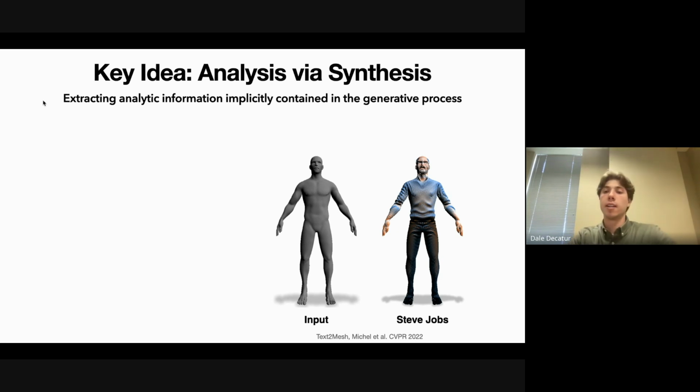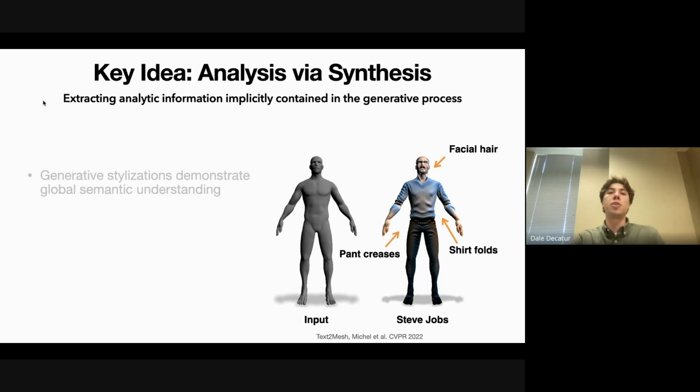If you look at a lot of these text-to-3D approaches, here we're showing a result from text to mesh. You can see, if we have Steve Jobs, it has facial hair on the lower part of the face. There are shirt folds that are quite believable. There are also pant creases in the thighs. So what these results are showing us is that a lot of these generative models are very clearly demonstrating a global semantic understanding, right? Because they have to know where the torso is so they can put the shirt in the right region. They have to know where the pants are, the face for the beard, things like that. So there clearly is this global semantic understanding.